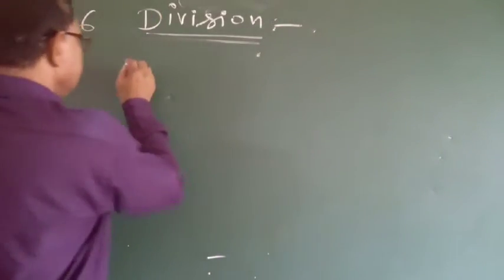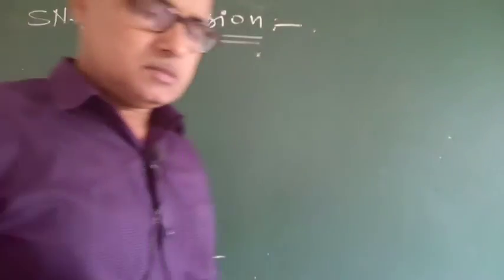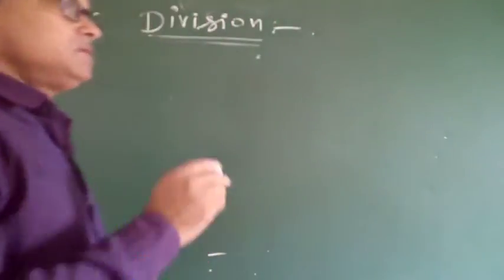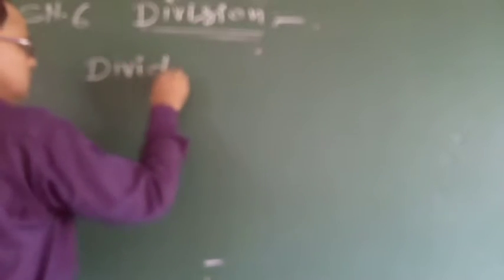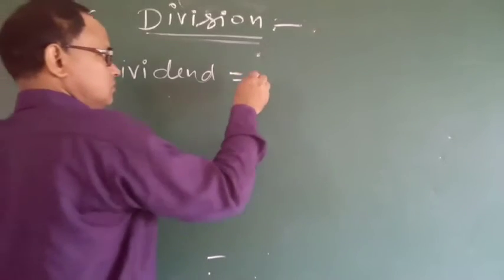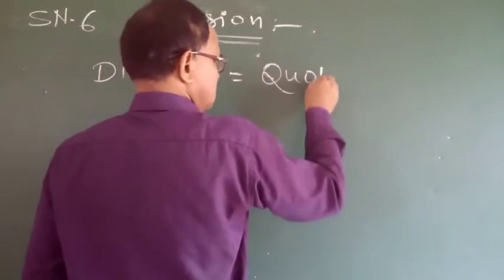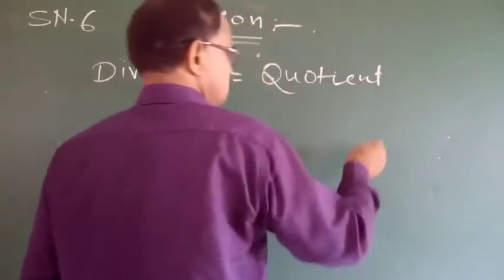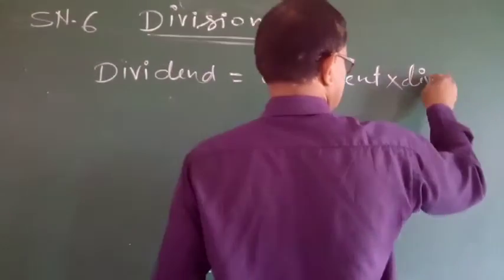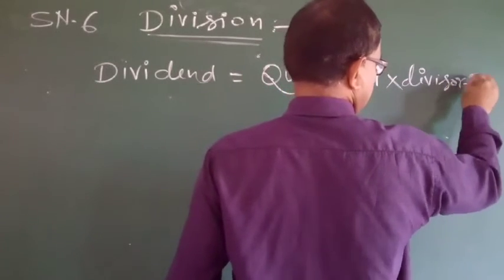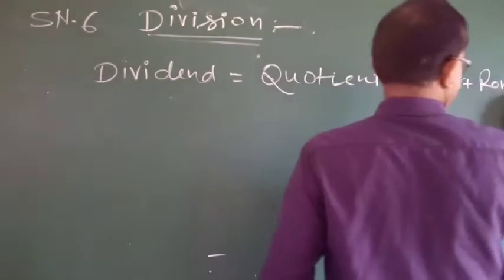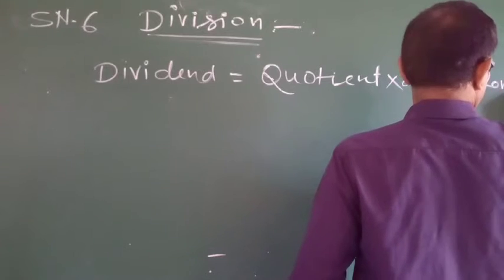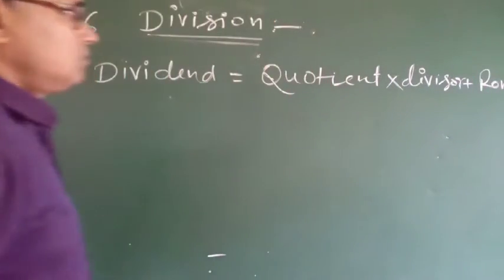Look here, division depends on these rules. Its formula is: dividend is equal to quotient into divisor plus remainder, okay then.